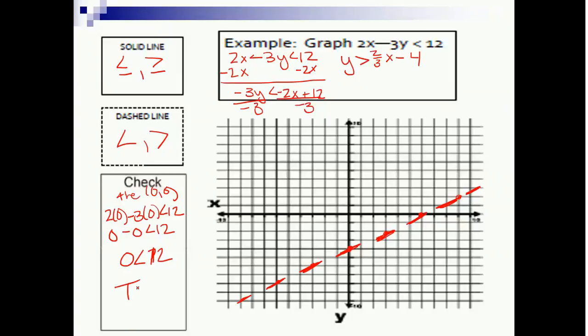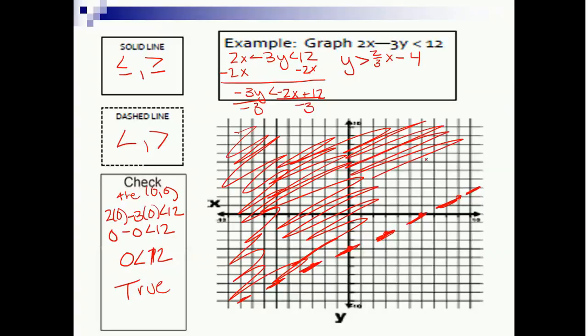Yes, that's true. So since it's a true statement, I can shade on the side with 0, 0. So I'm going to color in this side, and then I am done with my problem.